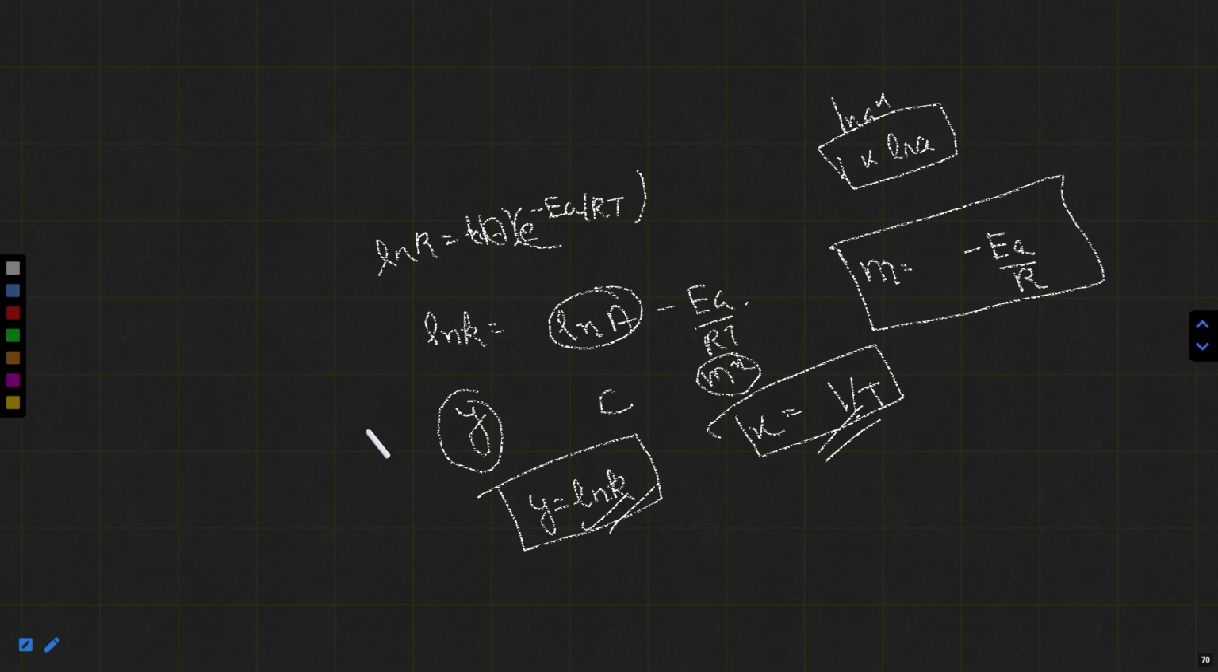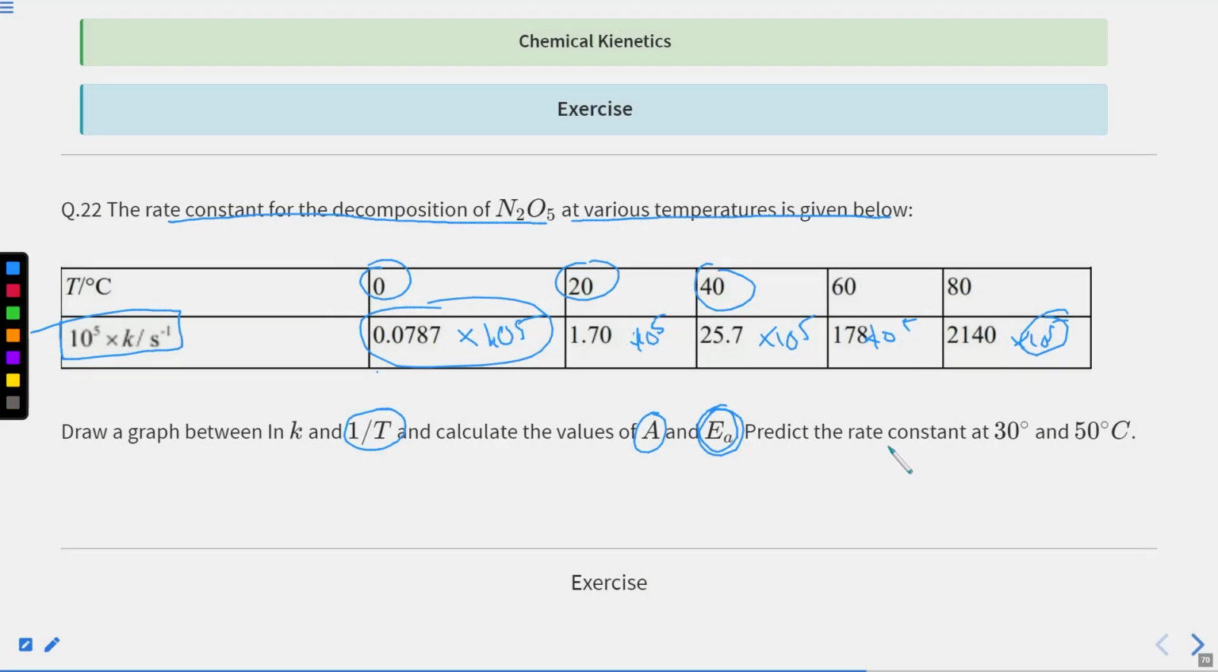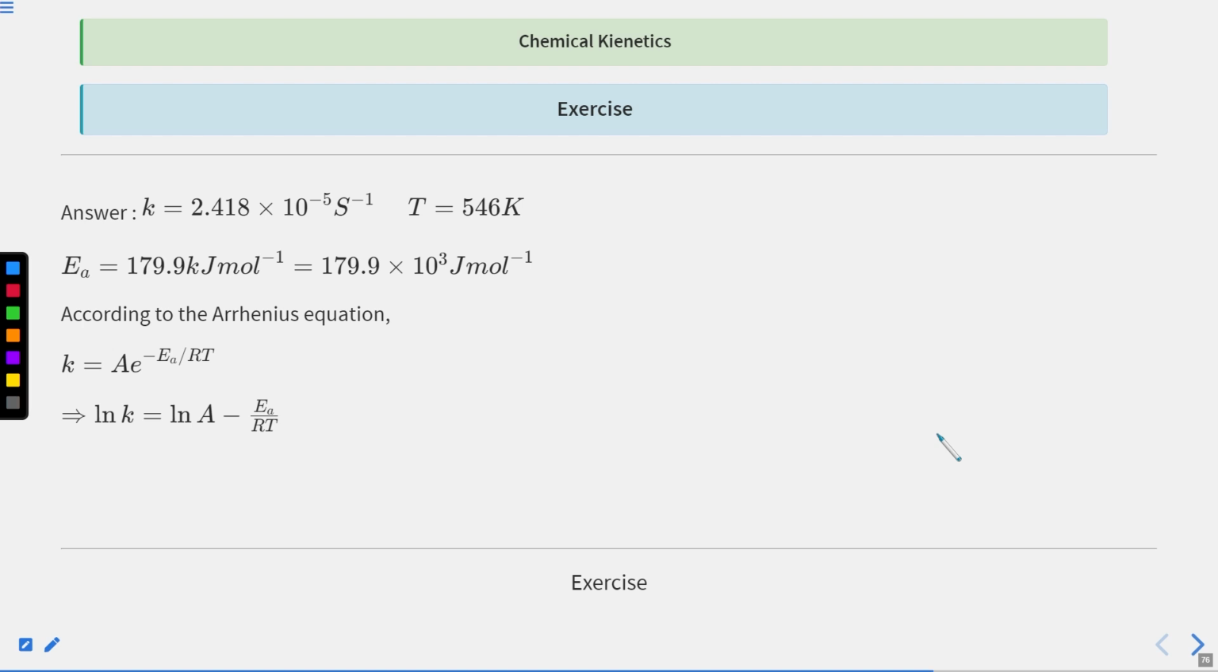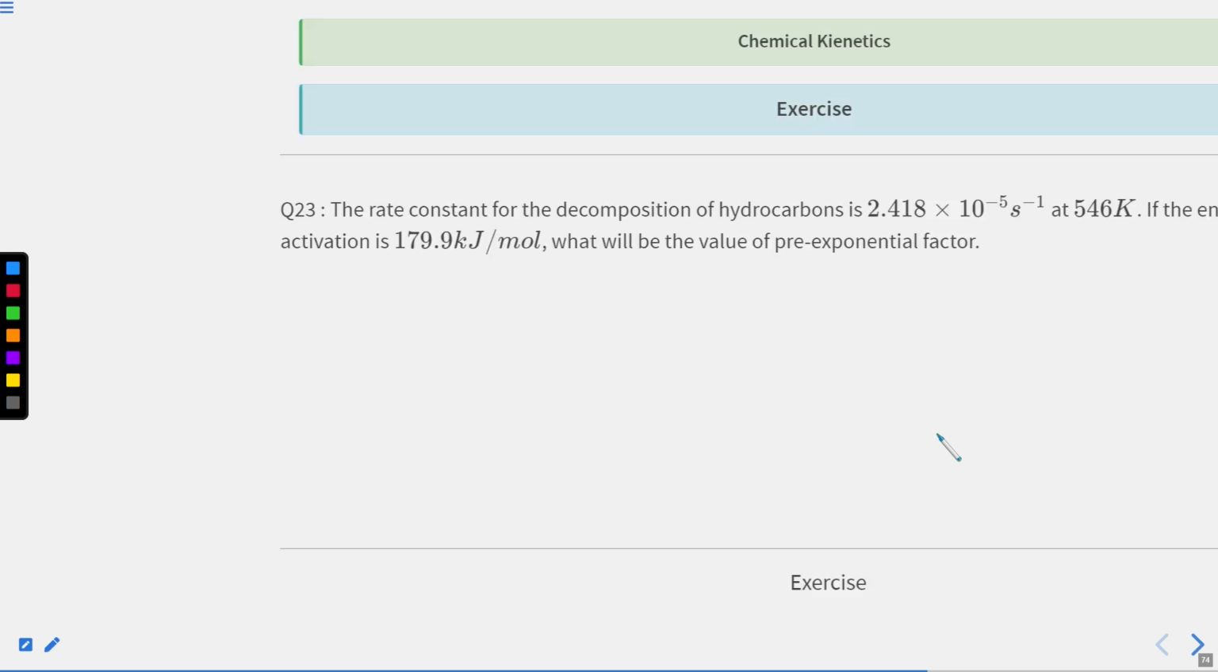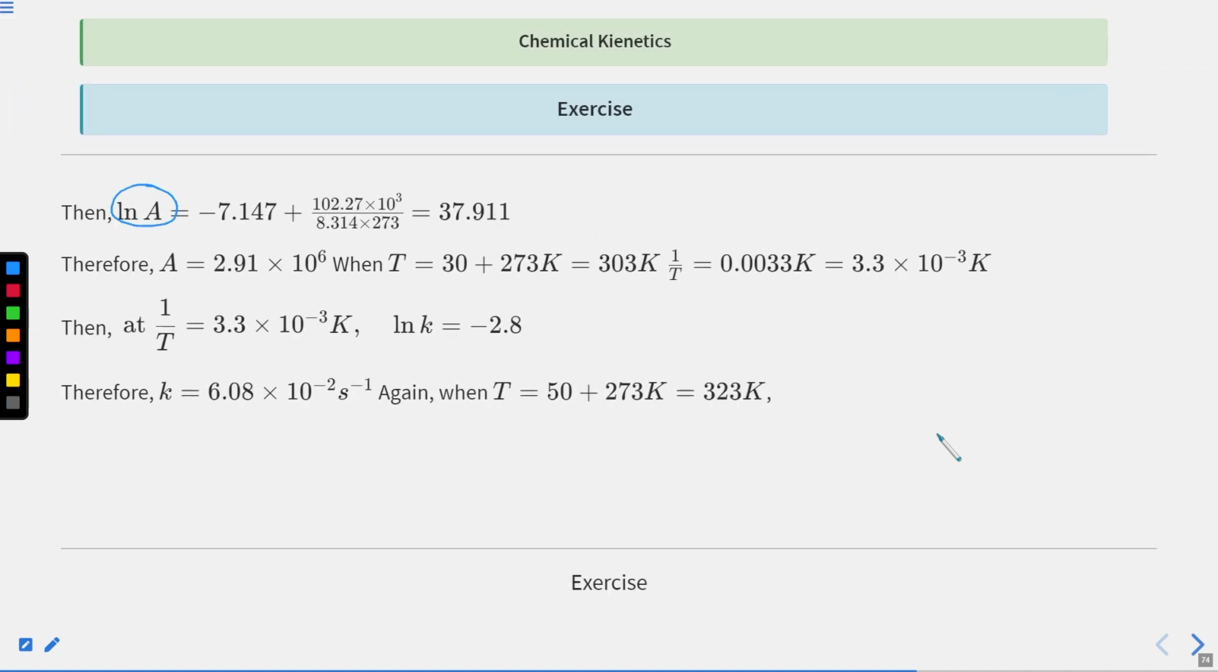The next question says that we have to predict the rate constant at 30 degrees Celsius and 50 degrees Celsius. So we have to predict it at 50 degrees Celsius and 30 degrees Celsius. So how will we calculate? For that, we will use our Arrhenius equation. How will we calculate it using the Arrhenius equation?